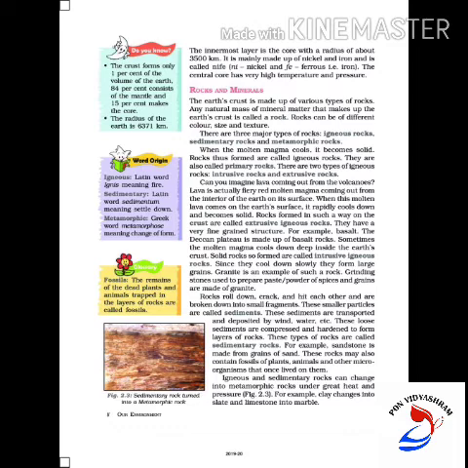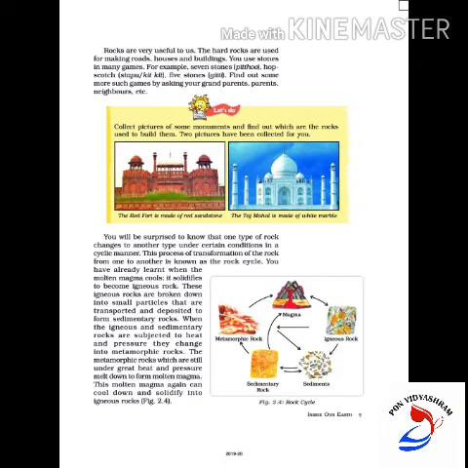Igneous and sedimentary rocks can change into metamorphic rocks under great heat and pressure. For example, clay changes into slate and limestone into marble. Rocks are very useful to us. The hard rocks are used for making roads, houses, and buildings. You use stones in many games. For example, seven stones pitho, hopscotch, stapu and kit, five stones kitty. Find out some more such games by asking your grandparents, parents, and your neighbors.